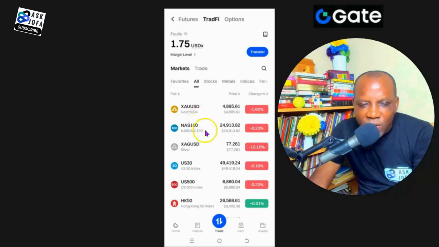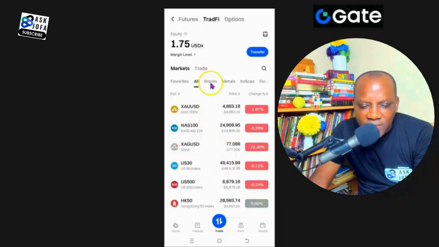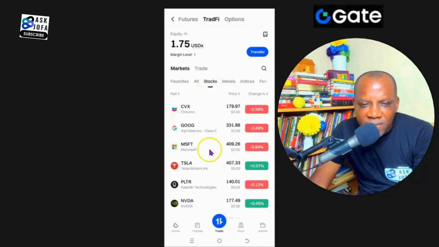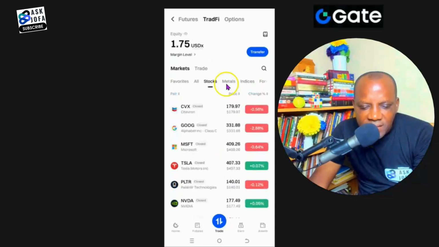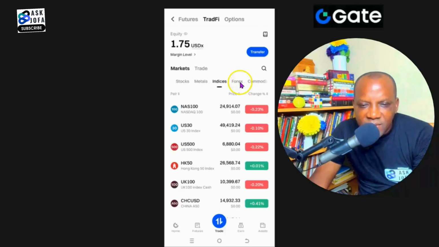Under market, these are all the assets that you can trade. But if you want to isolate them, this is stock. You tap stock. These are different stocks you can trade. These are metals. You tap metals. This is gold, silver, and other metals that you can trade. This is indices. You tap. These are bulk stocks that you can trade together like Nasdaq.